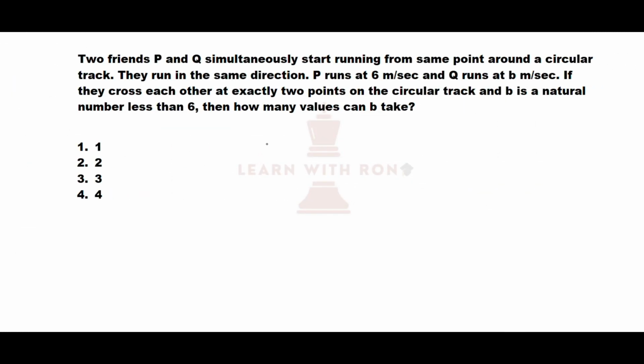To explain this question in a detailed way, I'll make a separate video on circular races. If two people are there, how many distinct points they'll meet, the time taken by them to meet again at the starting point, the time taken by them to meet for the first time, and formulas and all. In that video, I'll explain this question in a detailed way. Okay, now let us see our next question.